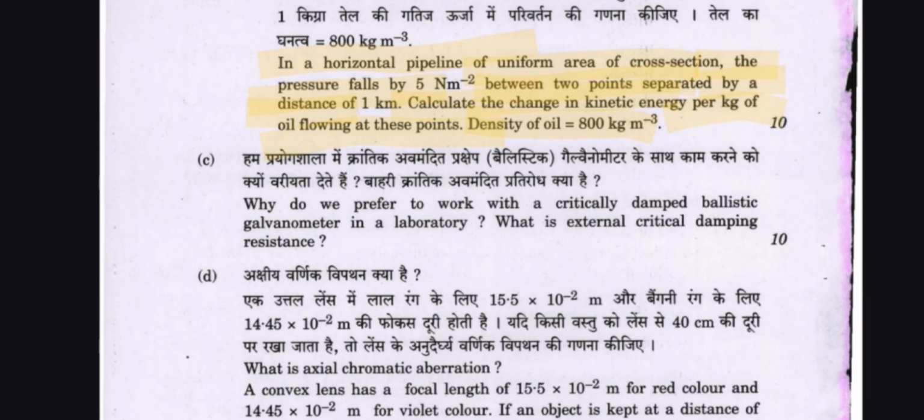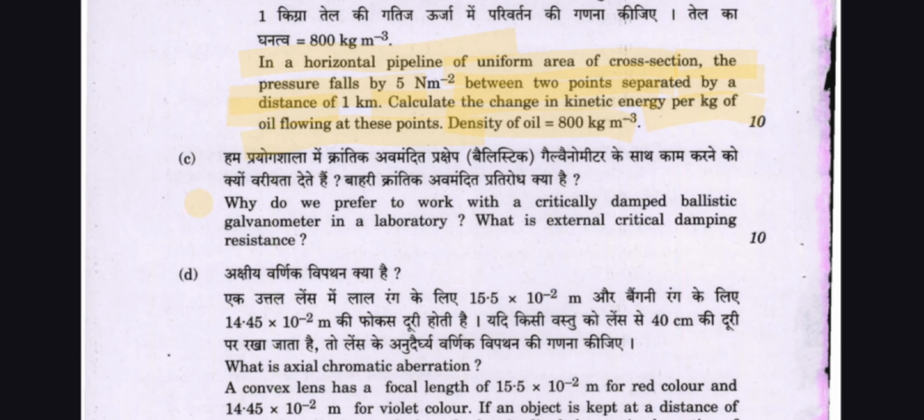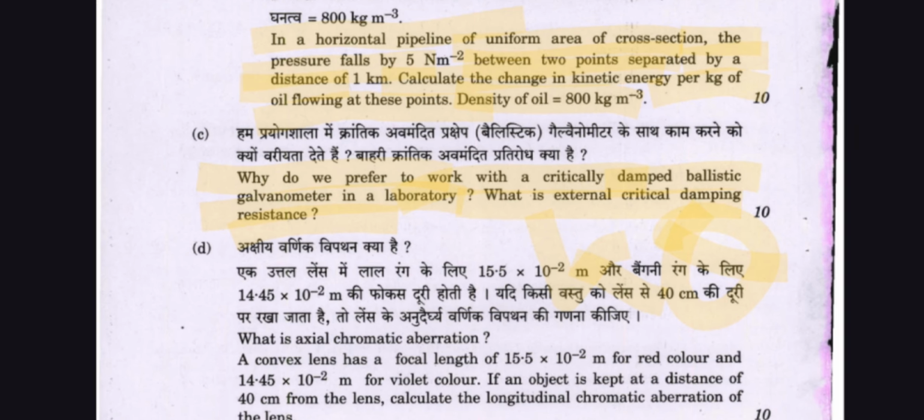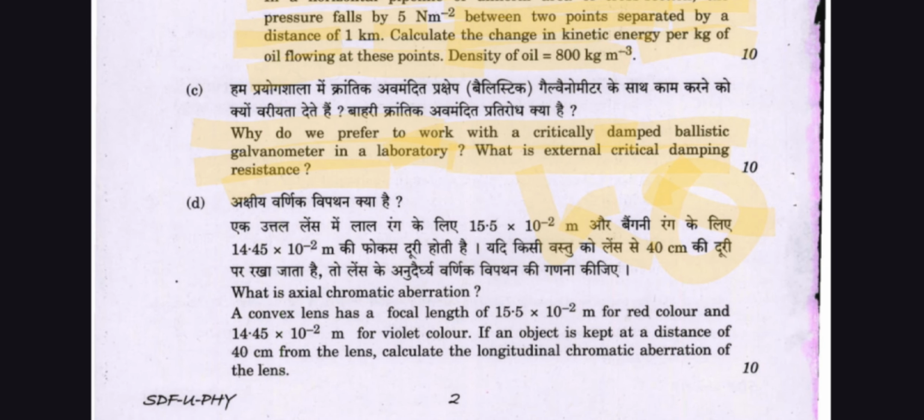And question number 1 C is here. Why do we prefer to work with a critically damped ballistic galvanometer in a laboratory, with external critical damping resistance? So ballistic galvanometer, focus on the points only for derived questions, not to go into topics.